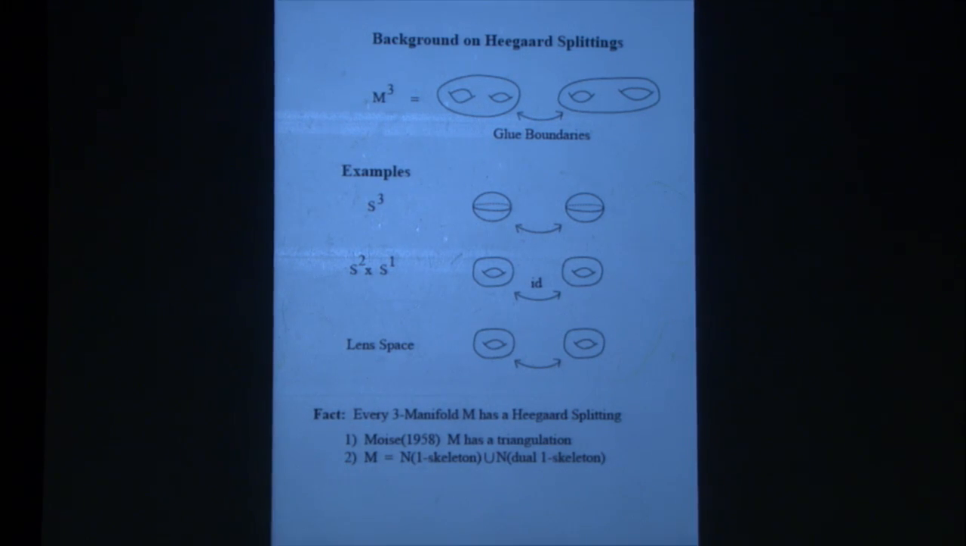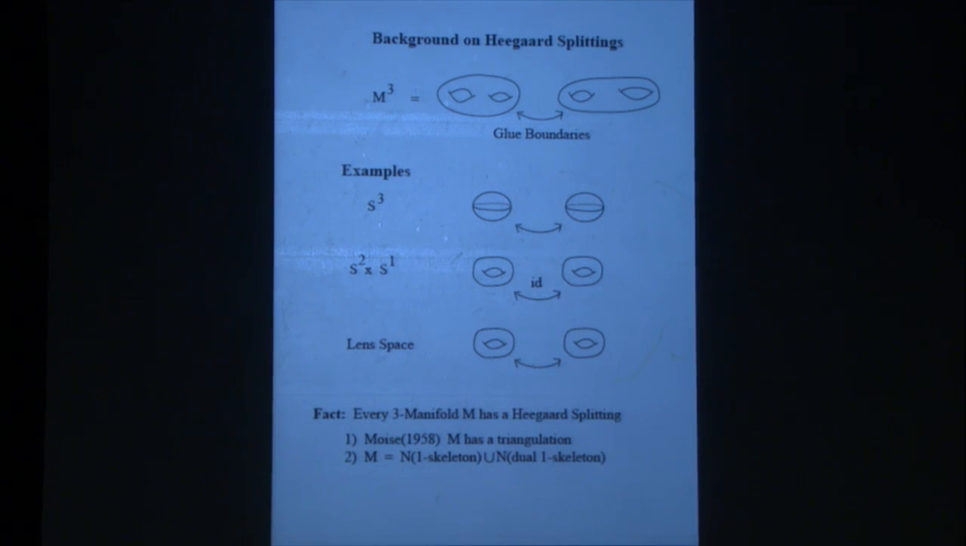A basic fact in three manifold topology is that every three manifold has a Heegaard splitting, and the proof goes back to Moise, who showed that every three manifold is triangulable. So it can be built by gluing three simplices together. So if you have a triangulation, then you can take a neighborhood of the one skeleton, which is clearly just a solid handle body.